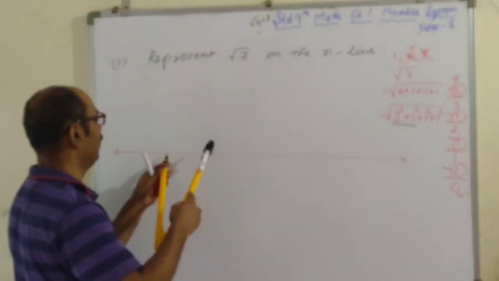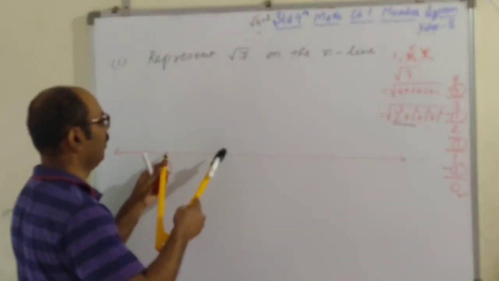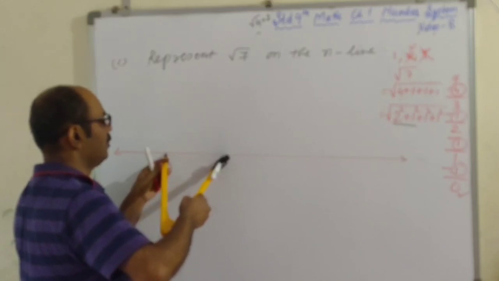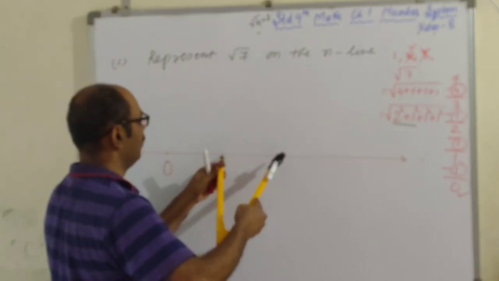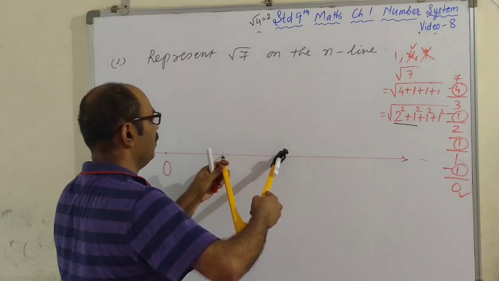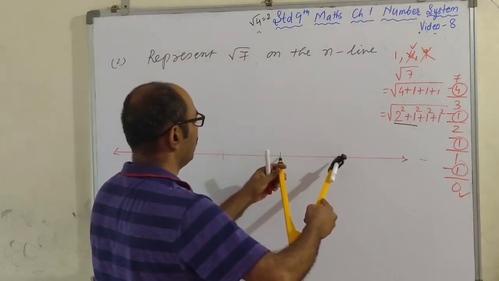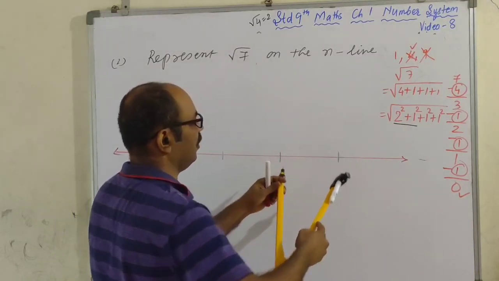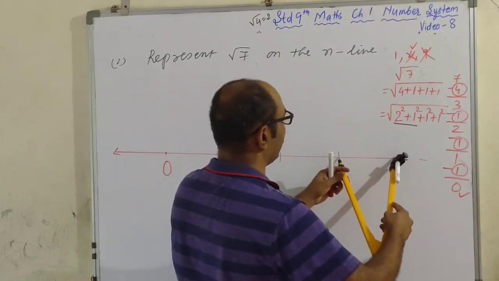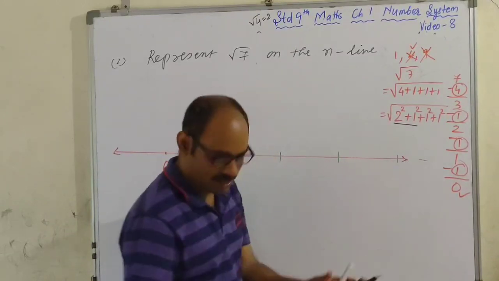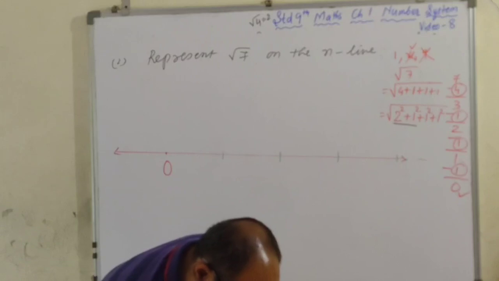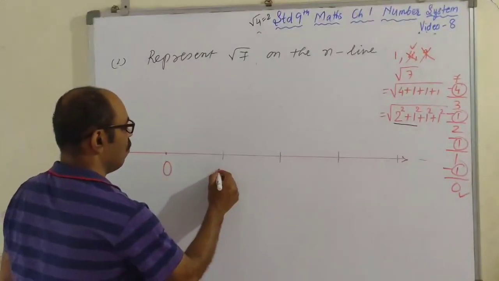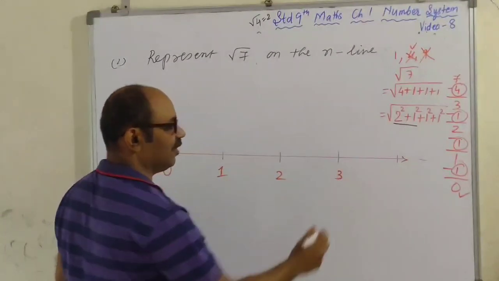Okay. This is 1 unit, 2 units, and 3. Even 4 if you want, you can represent. जगह है तो बता दो, कोई बात नहीं. Now this is 1, 2, and 3.